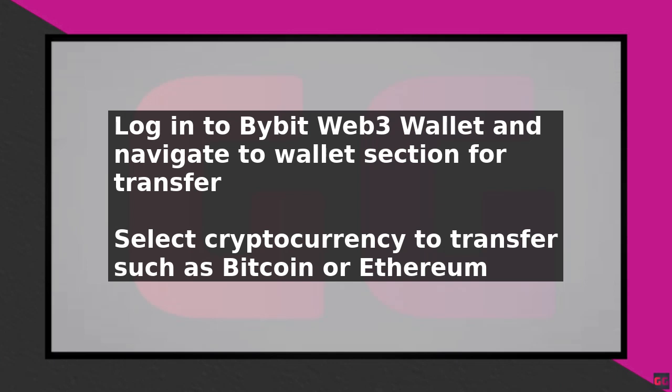You can find this address by logging in to your Coinbase account, navigating to the Accounts section, and selecting the cryptocurrency you want to receive. Copy the wallet address and paste it into the recipient address field in your Bybit Web3 wallet. Make sure to double-check the address to avoid any mistakes.